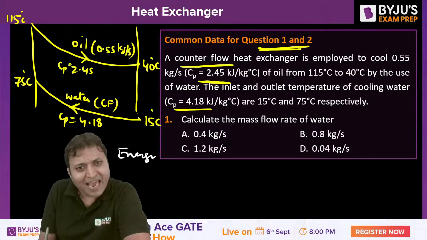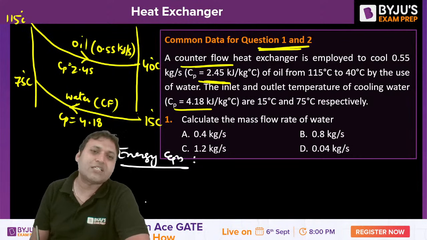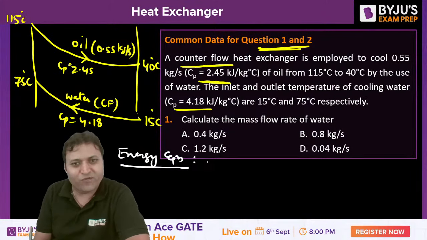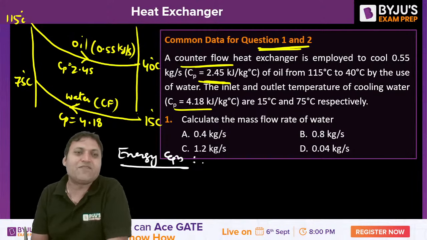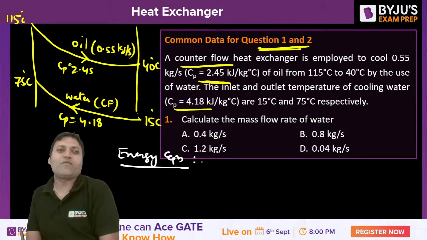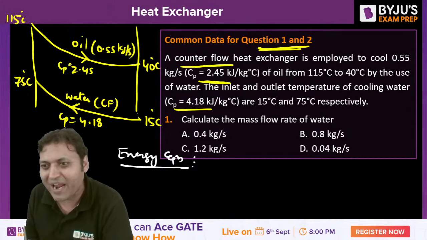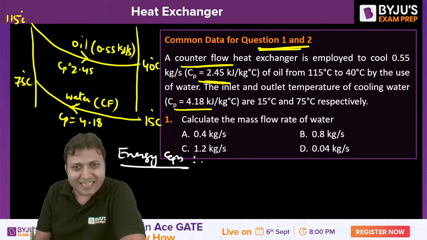If we apply the energy conservation equation, whatever heat is lost by the hot fluid, that is oil, must be equal to the heat gained by the cold fluid. The rate of change of internal energy of the hot fluid is equal to the rate of change of internal energy of the cold fluid. All right. Can you do it?